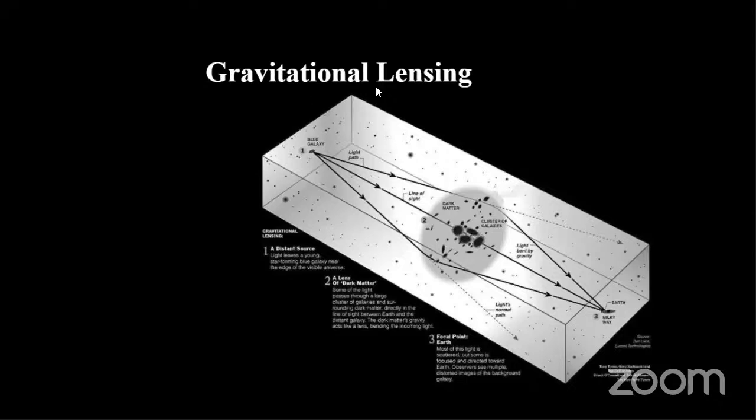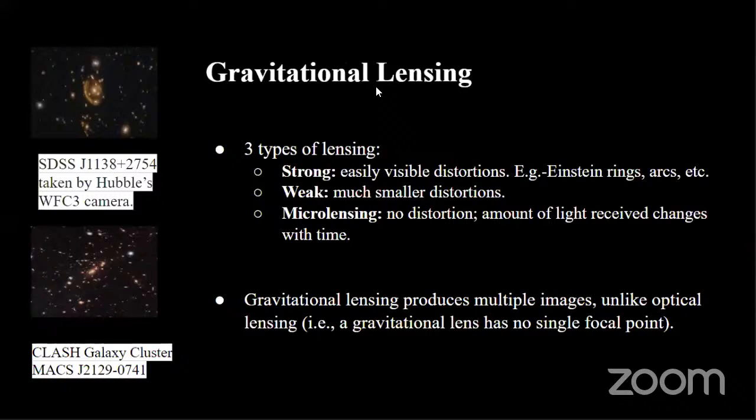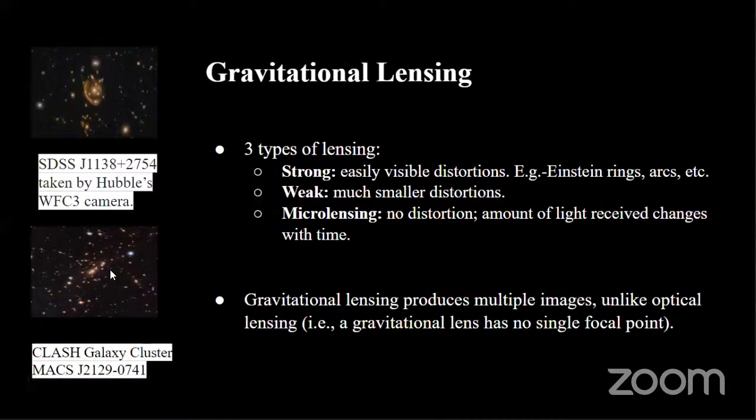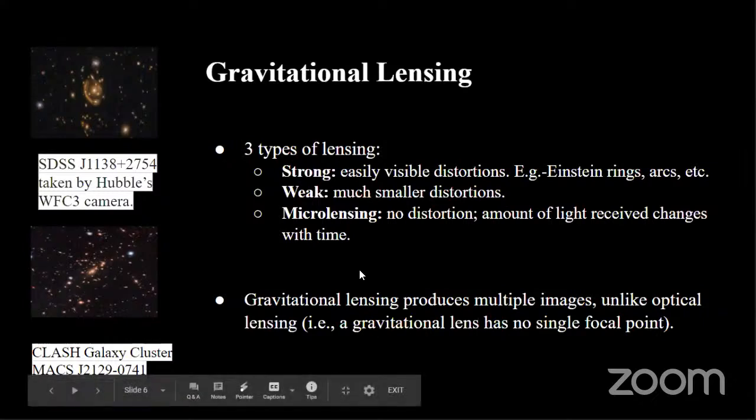There are three types of lensing: strong, weak, and micro lensing. Strong lensing has easily visible distortions. We see Einstein rings, Einstein crosses, arcs, etc. In weak gravitational lensing, there are much smaller distortions. In micro lensing, there is no distortion as such, but the amount of light received changes with time. These are images taken from Hubble. This is an example of strong lensing, and this is of weak lensing. The major difference, as already covered by Sukhwinder, between gravitational lensing and optical lensing is that a gravitational lens has no single focal point and it produces multiple images.